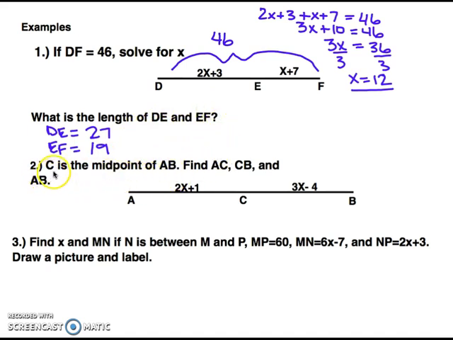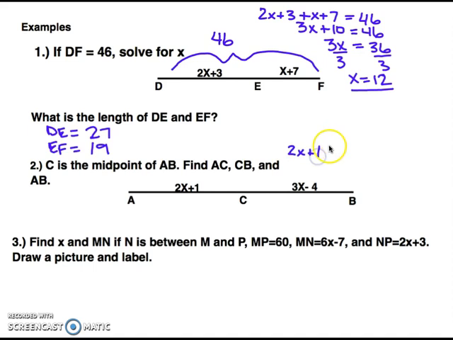Number 2 is set up a little bit different. For this one, it says C is the midpoint of AB. So we can say AB. And it is telling us that C is the midpoint, which means each of these sides are equal or congruent. So it wants us to find AC, CB, and AB. So to do that, it's similar, but for this one, we're going to set these two sides equal to one another. So that will look like this.